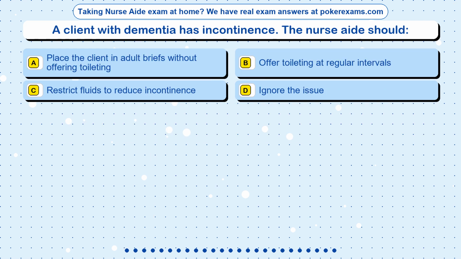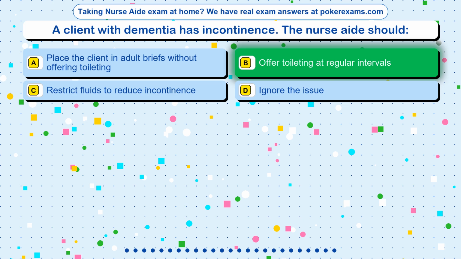Question 19. A client with dementia has incontinence. The nurse aide should, option A, place the client in adult briefs without offering toileting. Option B, offer toileting at regular intervals. Option C, restrict fluids to reduce incontinence. Option D, ignore the issue.